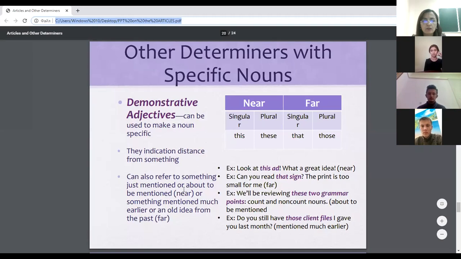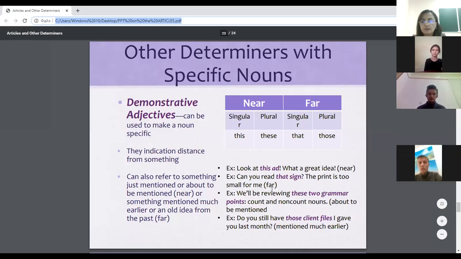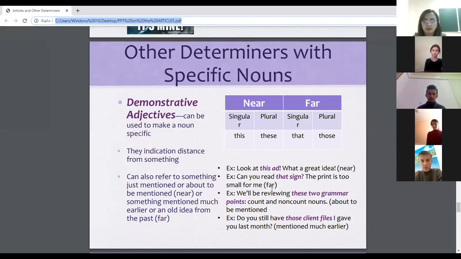So it can also refer to something, for example, can you read that sign? The print is too small for me. It means far, yeah? So that is why that was used here.